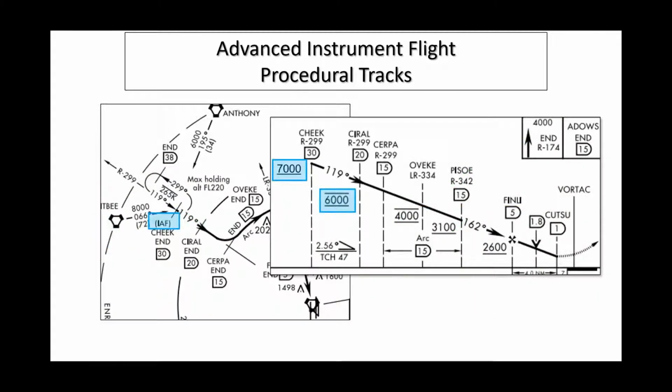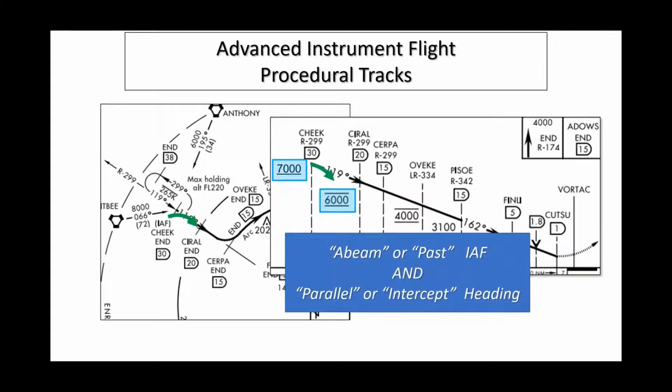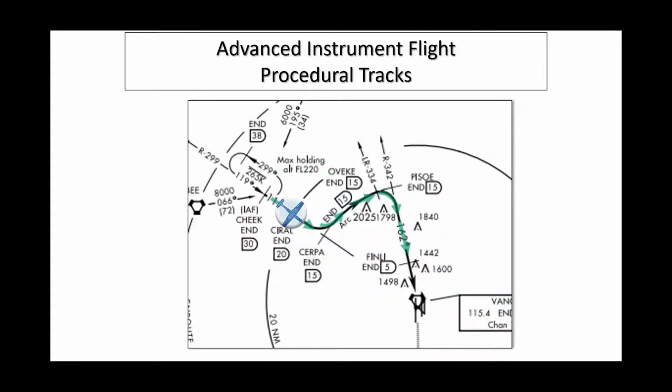When a descent is depicted at the IAF, start your descent when abeam or past the initial approach fix and on a parallel or intercept heading to the procedure track course. Then conform to the specific ground track shown on the instrument approach procedure.